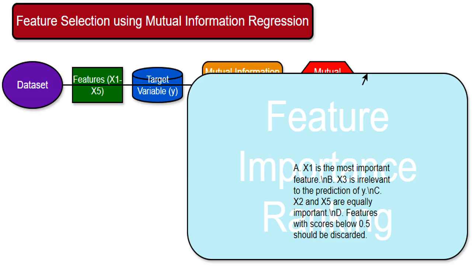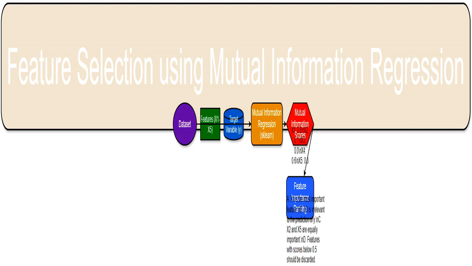Based on the scores, I can rank the features by their importance. A higher score means the feature is more important for predicting the target variable. The dataset contains the features and target variable used in feature selection. I have 5 features, namely x1 through x5.